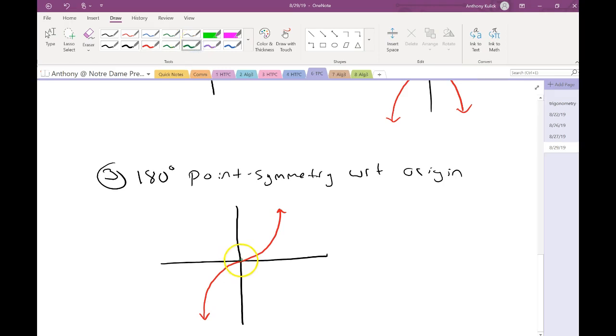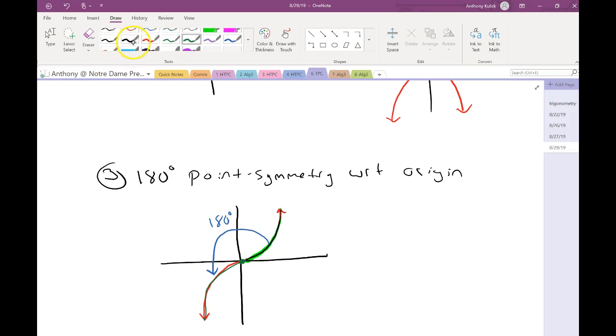Since it's with respect to the origin, I'm going to imagine that I'm anchoring one half of my graph here at the origin. So I'm just thinking about this part that I've highlighted in green. If I rotate that 180 degrees while it's anchored to the origin, it's going to lie right on top of the other half, right? You can kind of see that. Again, very visual, but should be fairly realistic. Everybody okay with that idea?